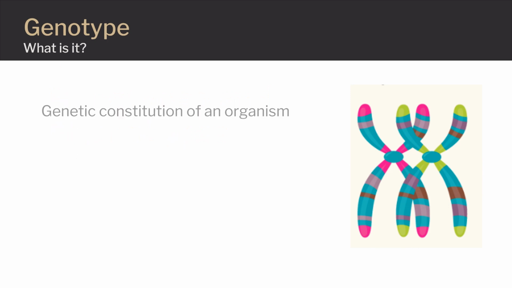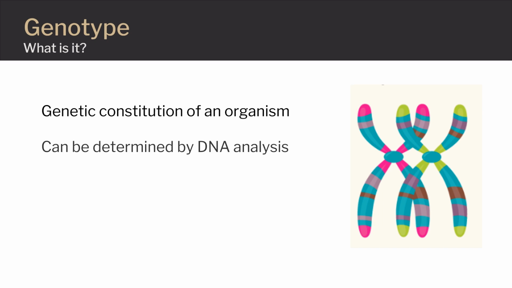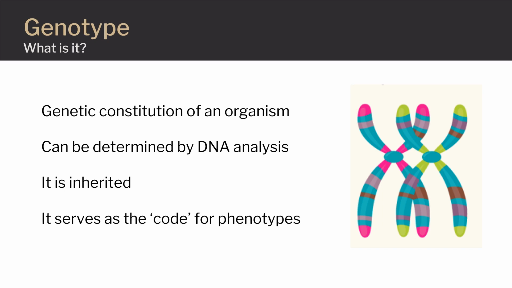A genotype is the genetic makeup of an organism. It can be said that someone's genotype is the conglomerate of all of their genes. An individual's genotype can be determined by DNA analysis. Genotypes are inherited from our predecessors, and they serve as the code for what our observed characteristics will be. For example, they code for our physical characteristics as well as any diseases or genetic predispositions.